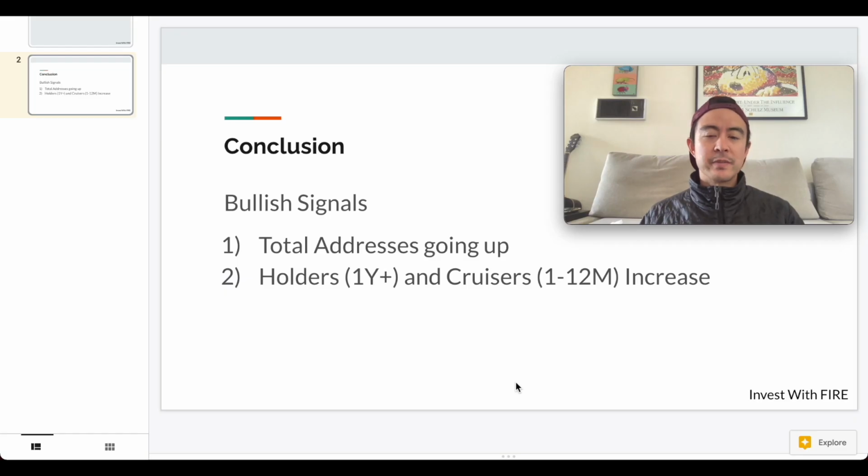So in conclusion, it's looking very bullish for Cardano. The two bullish indicators are that the total addresses are going up and the hodlers and cruisers are increasing. And this can be summarized into more people are buying ADA, right? And since more people are buying it up, that increases the price, increases the market cap, and this also means that more people are believing in the vision of Cardano and what it can do.